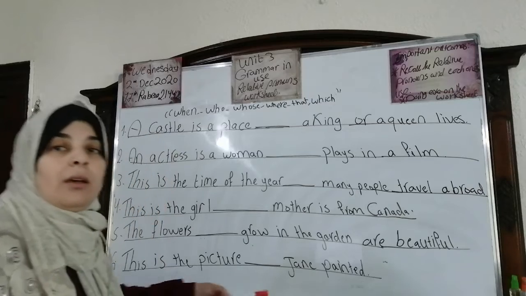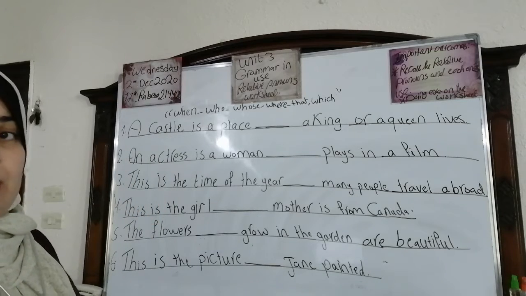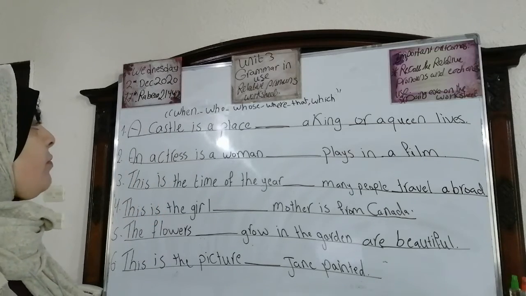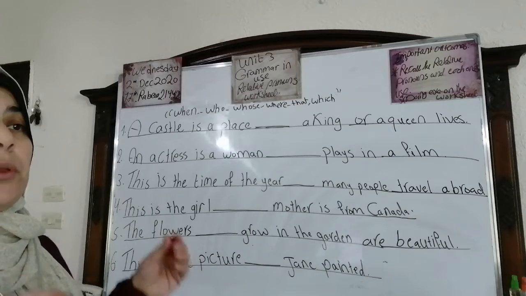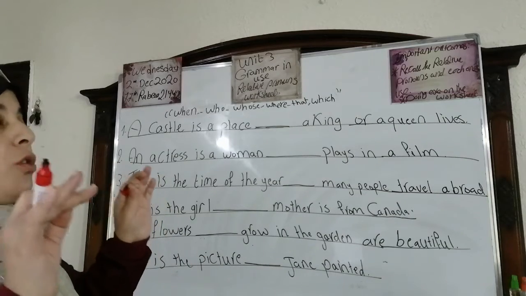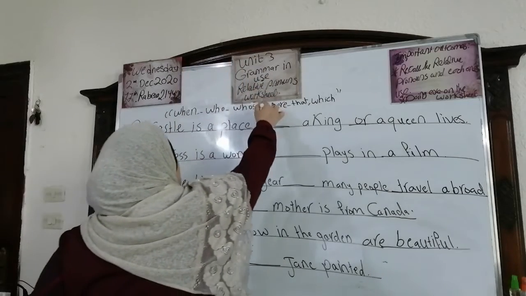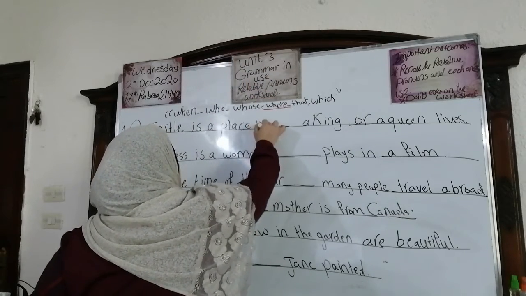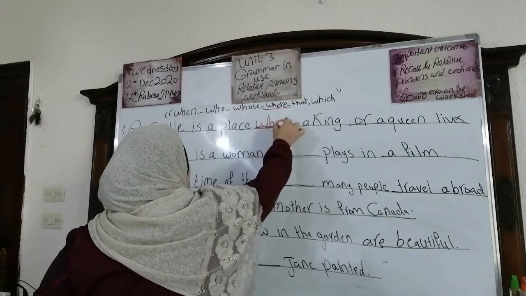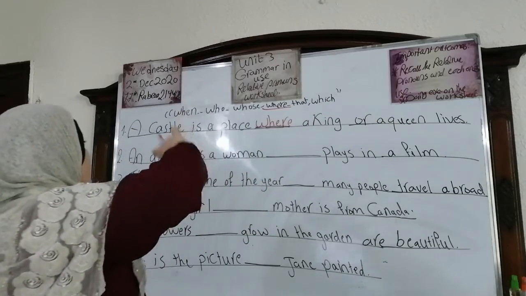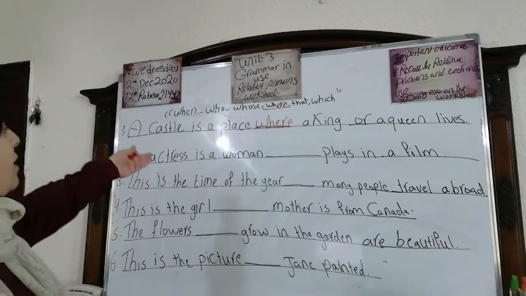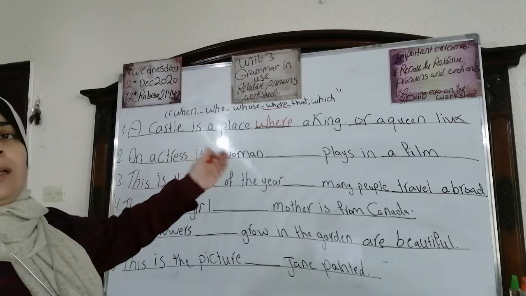What do you think? Come on. I think it's what? Yes, good job. We're going to put the relative pronoun that shows place. So we're going to use what to choose what? Look at this one. Yes, where? You are going to write here where a king or a queen lives. Again, a castle is a place where a king or a queen lives.